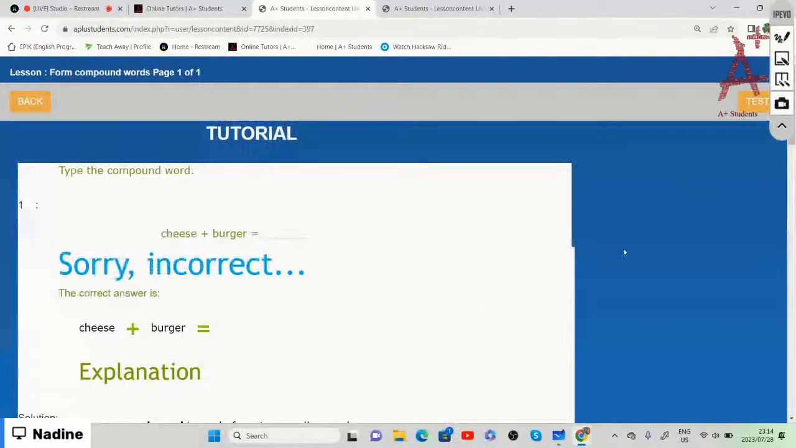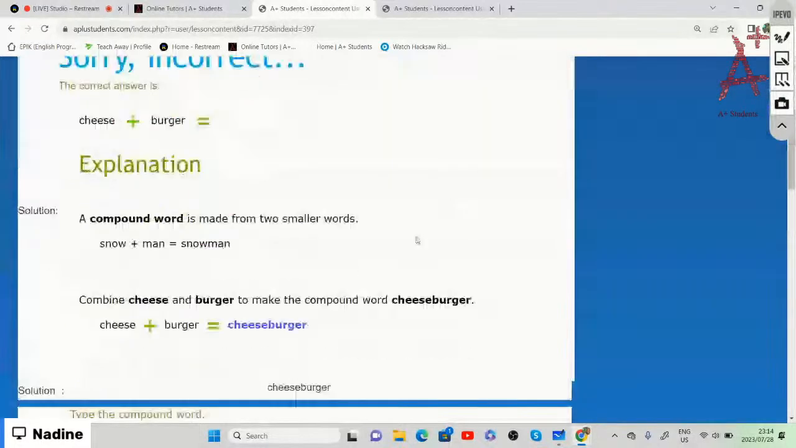All right, so we're going to be forming compound words now, and we said a compound word is made up of two smaller words. The two words need to be combined in order for us to make the compound word. So it's like we are adding those two small words, and then we make a compound word.